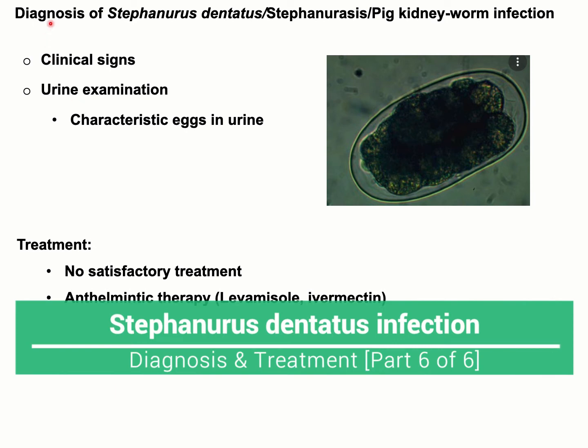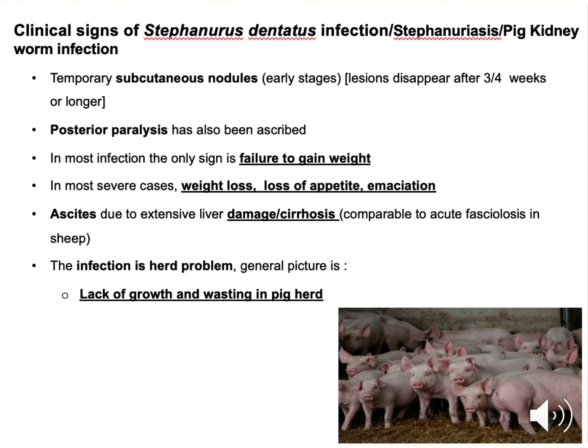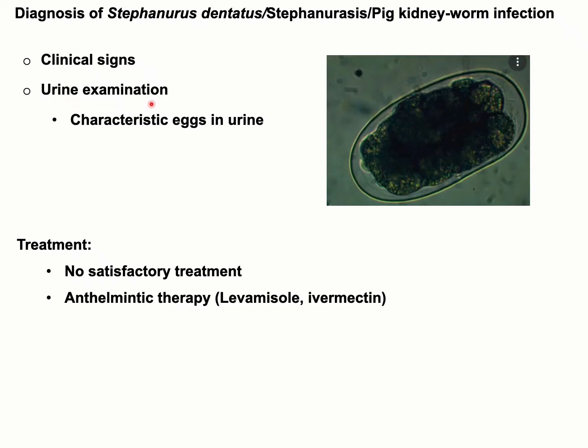Diagnosis of Stephanurus dentatus infection, or Stephanuriasis, or pig kidney worm infection. Initially, we should check the clinical signs that I have already mentioned in my previous slide. And for the confirmatory diagnosis, we have to do a urine examination.